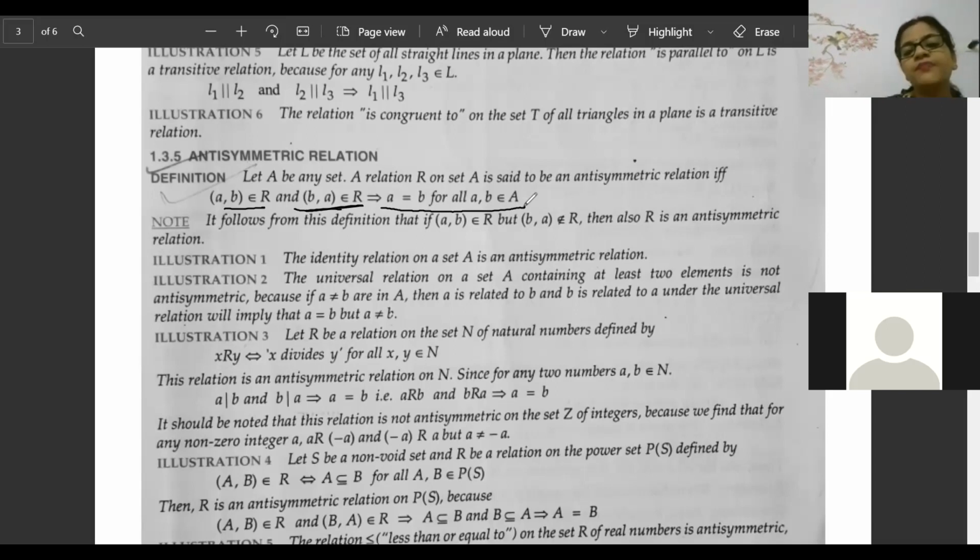So now look here, beta. (A, B), (B, A). That means A is equal to B. Very, very good answer. That means what? Illustration will come. So what is the difference between antisymmetric and symmetric relation?